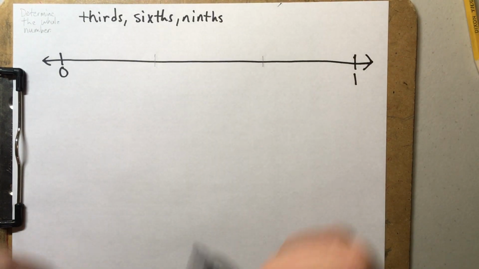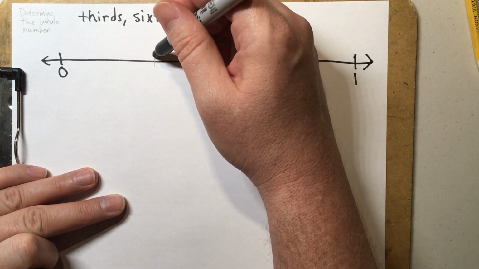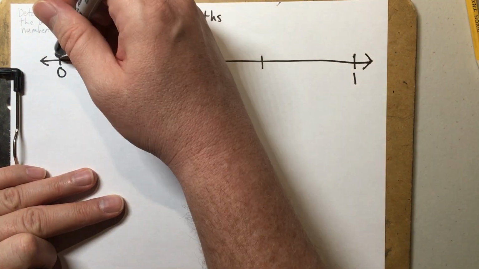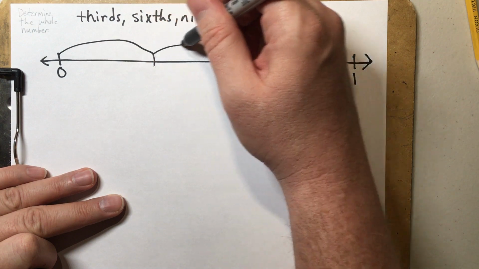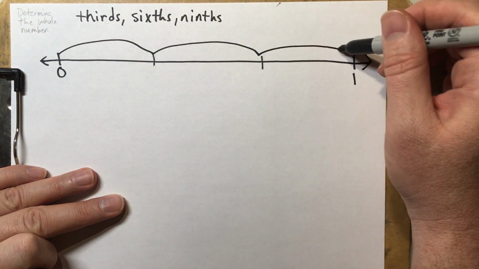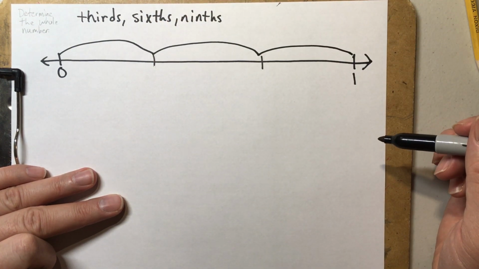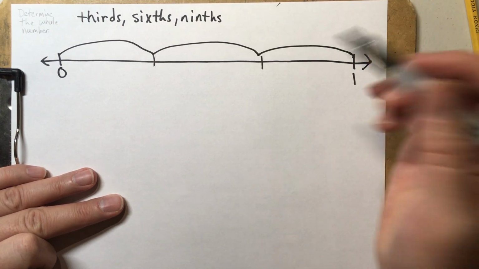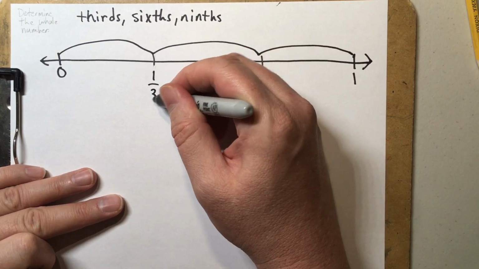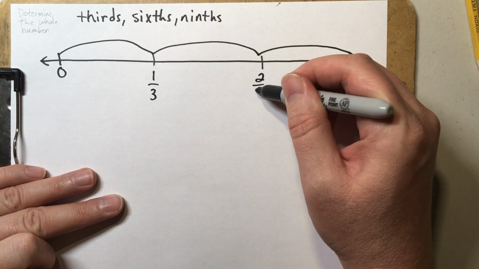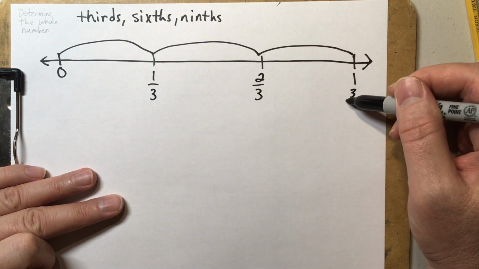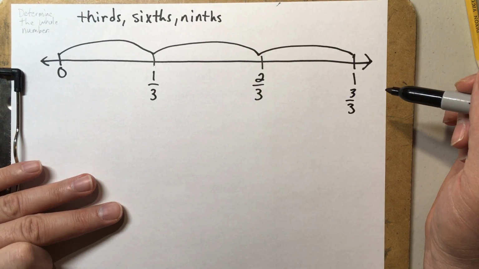All right. So, 3 equal parts, right? 1, 2, 3. Not bad. Okay. Done worse. 1 out of 3 parts. 2 out of 3 parts. 3 out of 3 parts equals 1, of course.